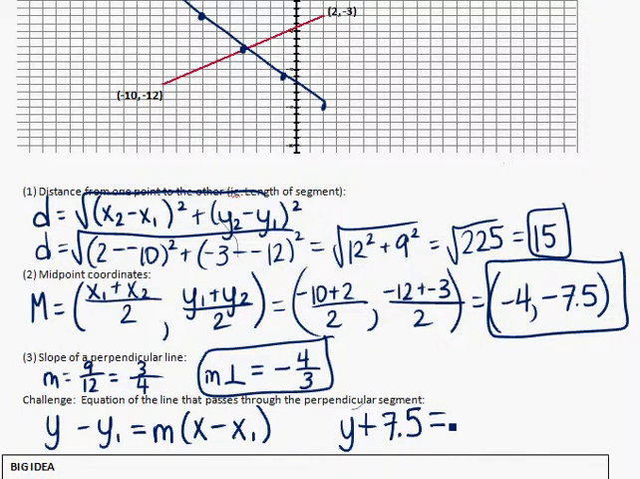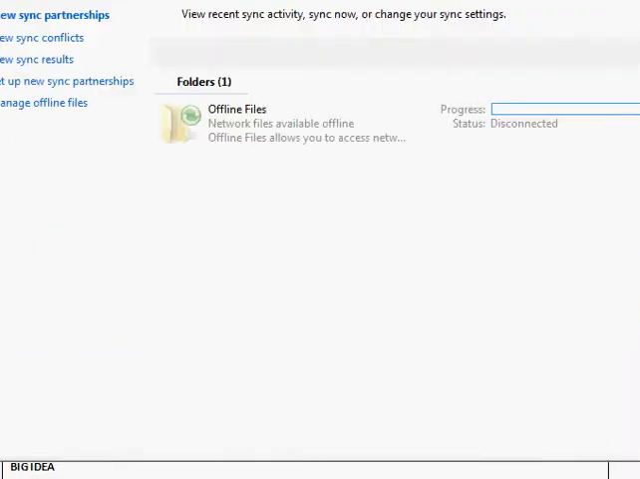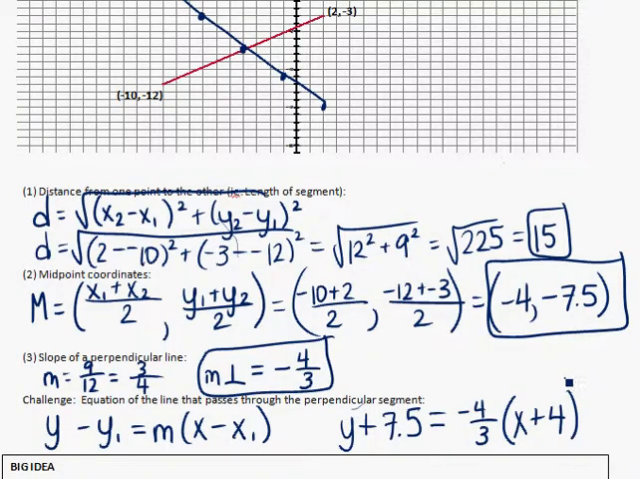equals slope negative 4/3 parentheses x minus the x coordinate of my midpoint, which is negative 4. But instead of writing x minus negative 4, I'm going to write x plus 4. So there's the equation of the new line segment that I drew, which is perpendicular to my original line segment.